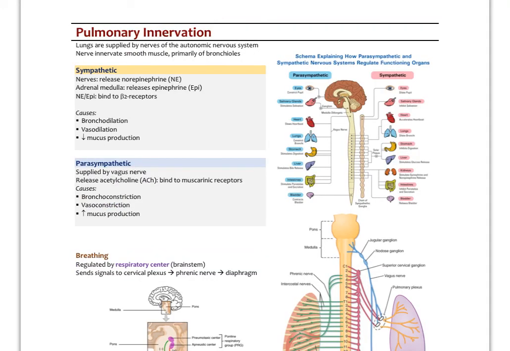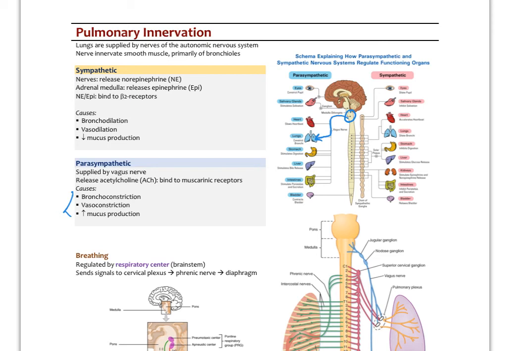Now we have the innervation. We've already spoken about the lungs, the sympathetic, parasympathetic. Again, remember, the parasympathetics that innervate the lungs arise from the vagus nerve, which arises from the brainstem. Then the vagus nerves pass down, there are two of them on either side of the spine. As they pass down, they innervate, in this case, the lungs. And parasympathetic stimulation causes bronchoconstriction, vasoconstriction, increased mucus production.